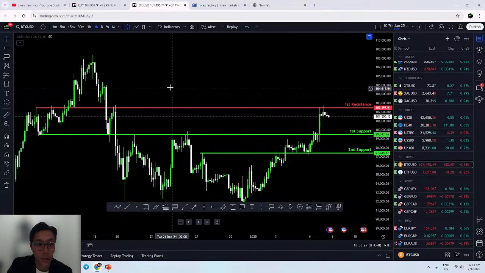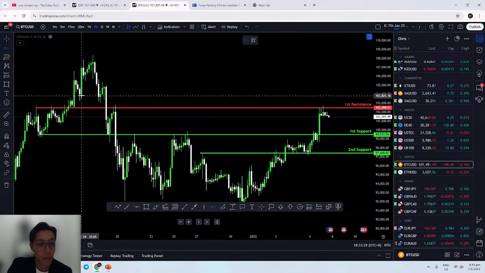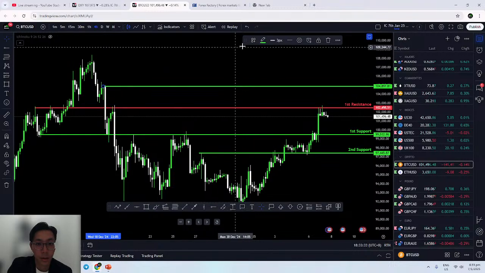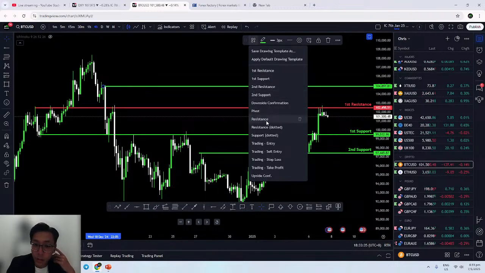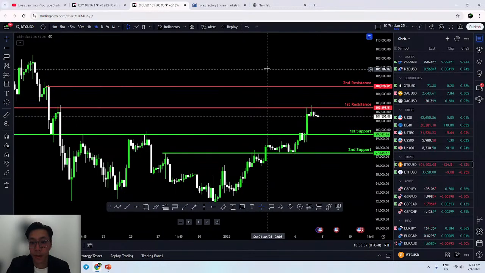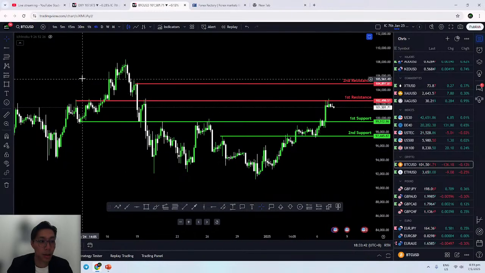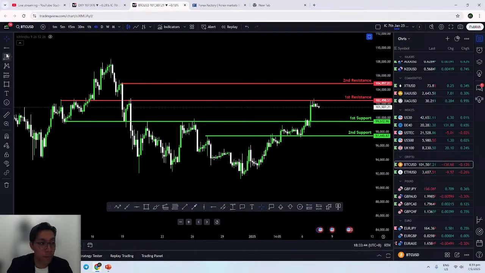Resistance level, and then we have, I think this level is fine. Second resistance. These are the key levels that you need to take note of for BTC USD. Okay, then let's draw a fib, right? Let's draw a fib.